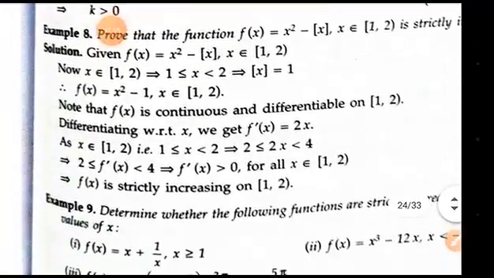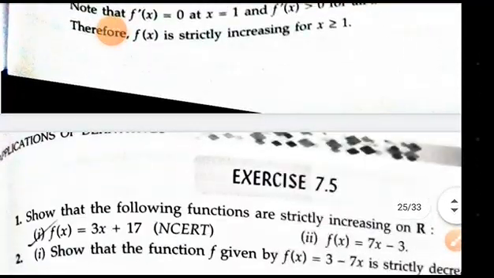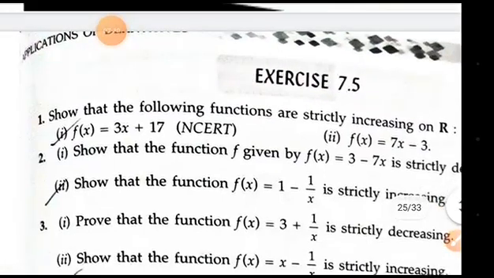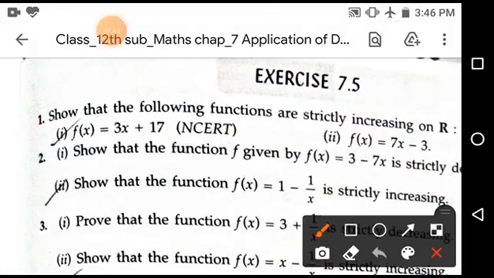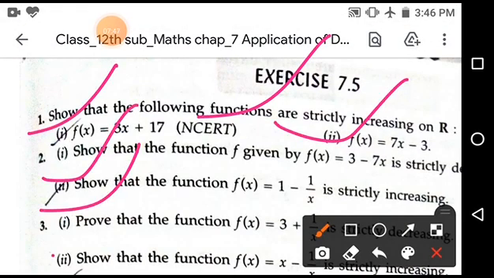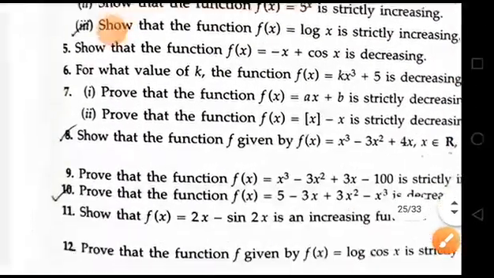Now student, on the basis of the strictly increasing and decreasing concept, you can solve exercise 7.1 completely. So this is your homework, and you have to complete all the questions, and you have to solve all the questions with method and with concept. If you have any problem, then you can watch the video and solve the example problems. Clear? Okay students.